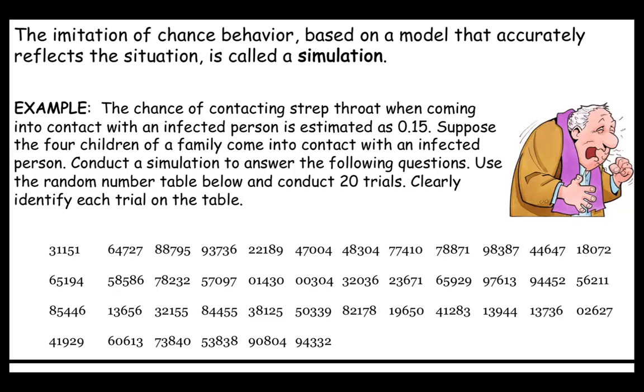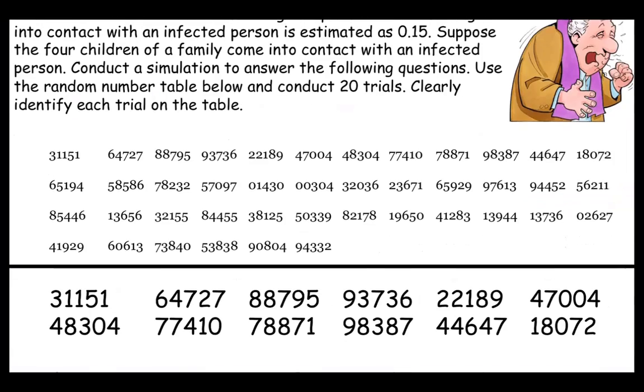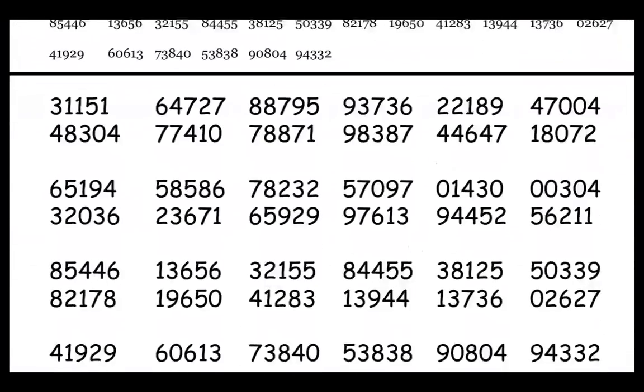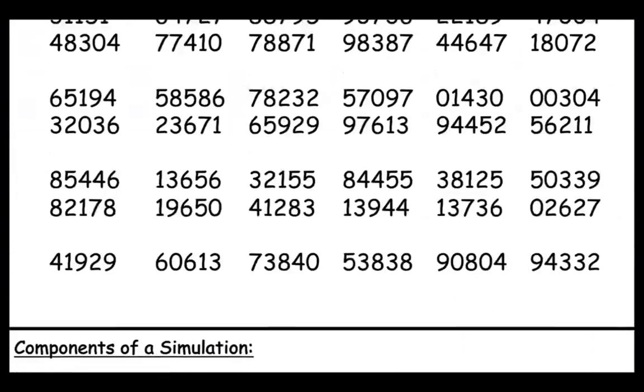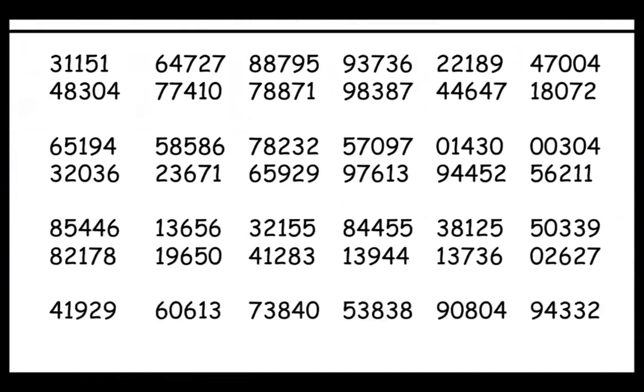We're going to use the random number chart. This is a random number chart. These numbers were generated randomly through an algorithm. So we're going to do 20 trials. I just repeated the numbers on the second slide so that you don't have to keep flipping back and forth. So the next slide is just the numbers.